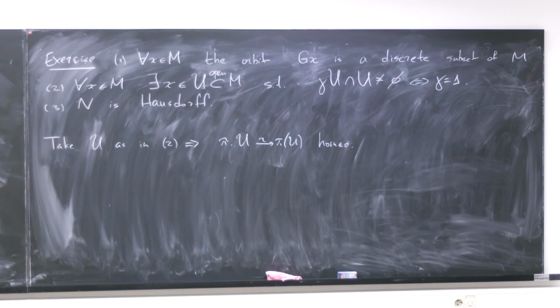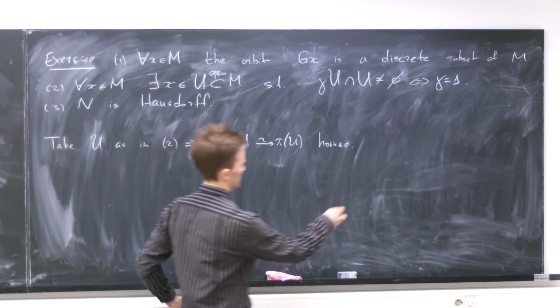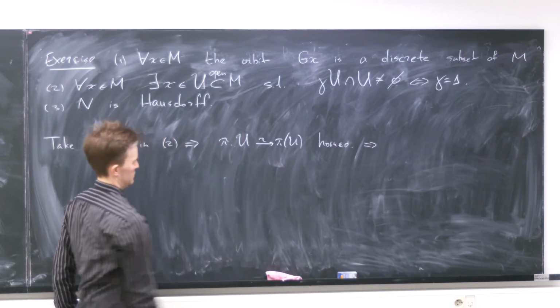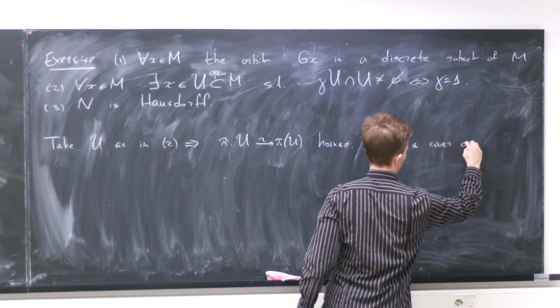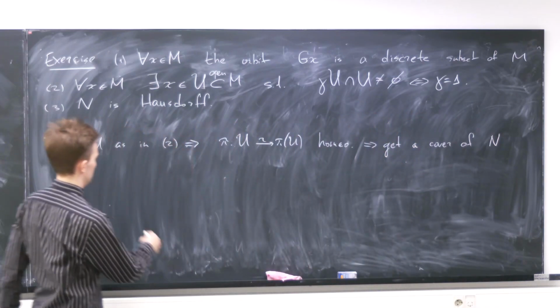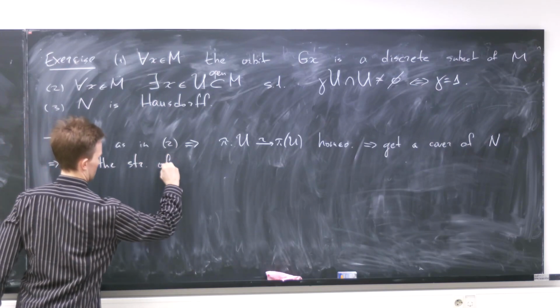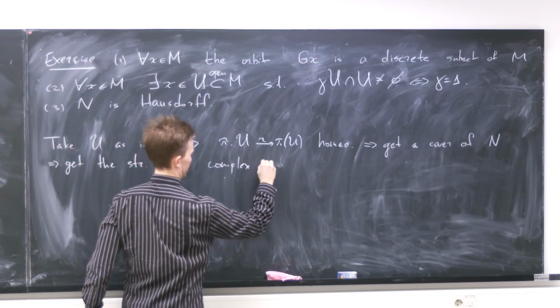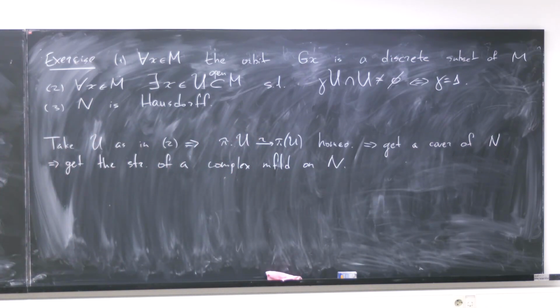And then we cover N by such images or such subsets, and in such a way we get an atlas on N. This U may be taken small enough so that it lies in some coordinate chart on M. Then we cover N with the images of such subsets, and we get a cover of N, and then we get the structure of a complex manifold on N.